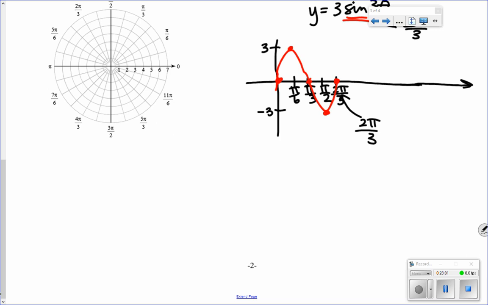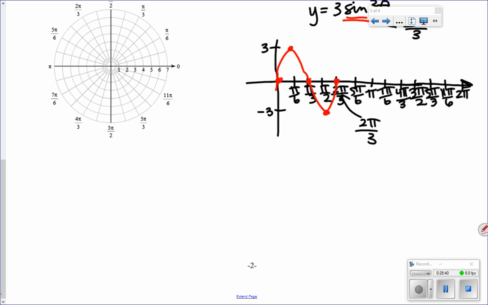1 pi over 6, 2 pi over 6, 3 pi over 6. This is 4 pi over 6, 5 pi over 6. 6 pi over 6 is a pi. 7 pi over 6, 8 pi over 6, I can reduce that, that's 4 pi over 3, 9 pi over 6, that's 3 pi over 2, 10 pi over 6, that's 5 pi over 3, 11 pi over 6, and then 12 pi over 6, or 2 pi. So that's getting me all the way around.